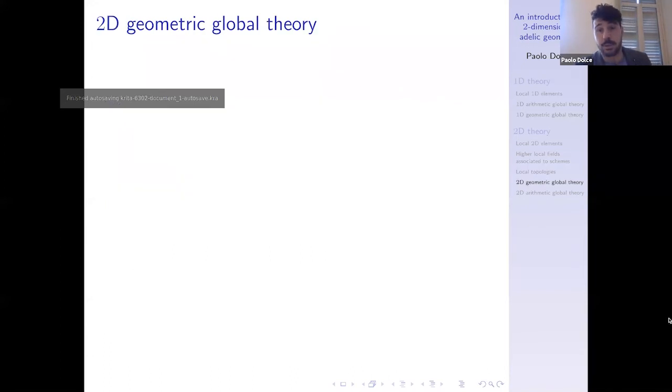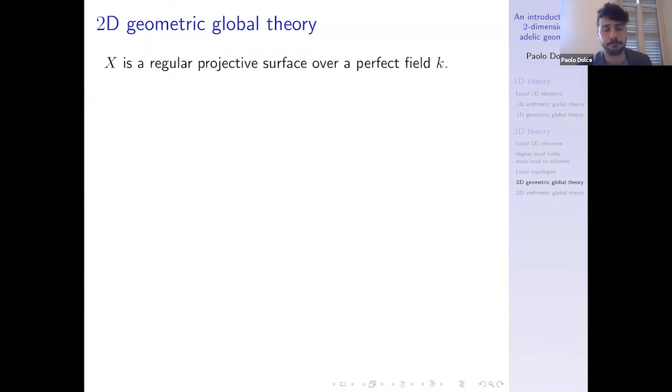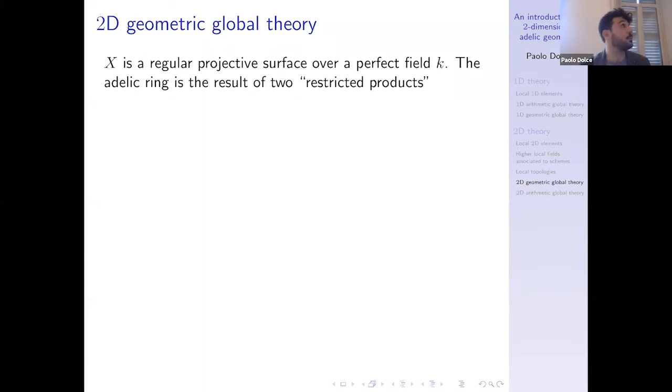Now we go to the global theory, finally. If we have a surface over a perfect field, the adelic ring is the result of two restricted products. For curves, for arithmetic curves, we did one restricted product. In this case, we have two indices, points and curves. So the idea is to do the restricted product twice. We fix a curve and we do a restricted product along points, and then we vary our curve.